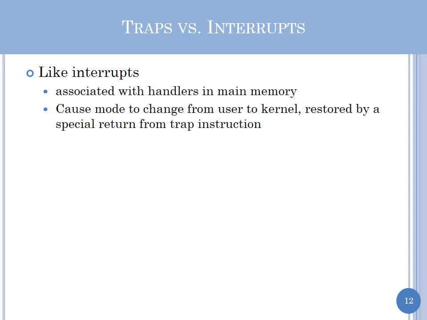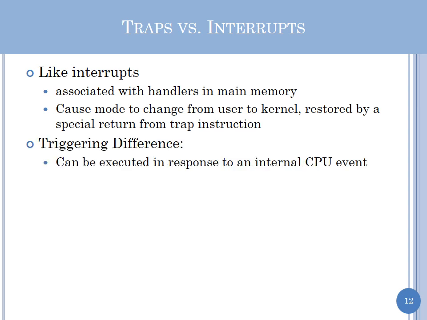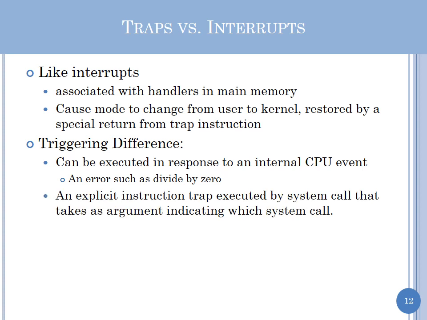Okay. So a trap can be a response to an internal CPU event, an error such as divide by zero, or an explicit trap instruction, the system call that you guys were talking about. Okay. So that's a difference. In terms of the machinery that we have to handle them, what is different between traps and interrupts? I mean, sure, we have handlers in both cases.